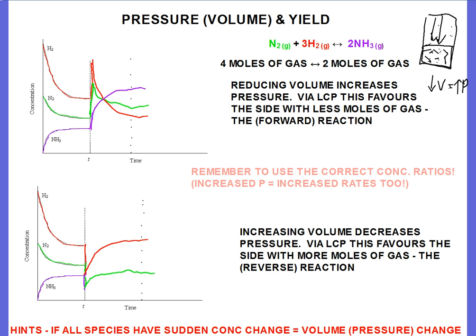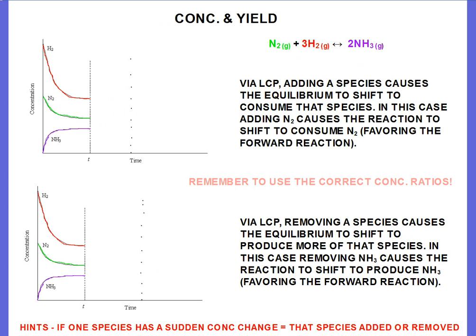And the ammonia is going to drop by twice as much as that, so the ammonia is going to drop down to a very low, almost 0 value in this instance. So there we go, and that's the big clue. If all species have a sudden concentration change, an increase or decrease, that means we've got a volume/pressure change taking place. What's next is concentration and yield.